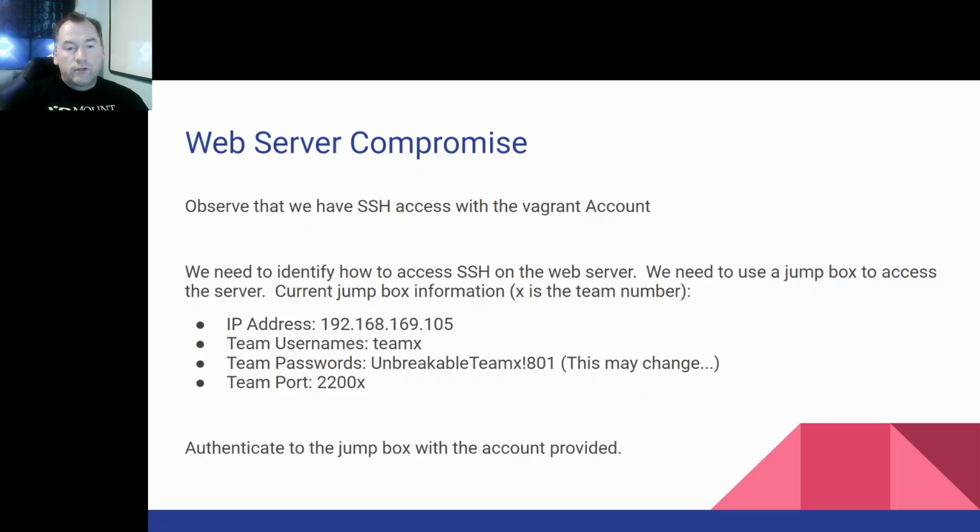And then connect with your team port, which will be 22001 if you're team 1, 22003 if you're team 3. So go ahead and attempt to authenticate to the jump box with the account provided. You can use PuTTY, which is on your Windows 10 workstation, to do that.